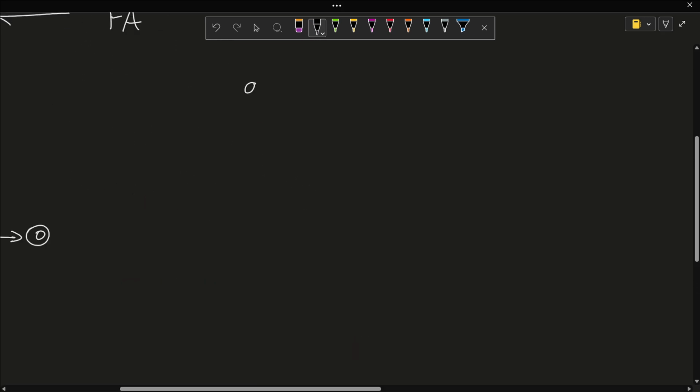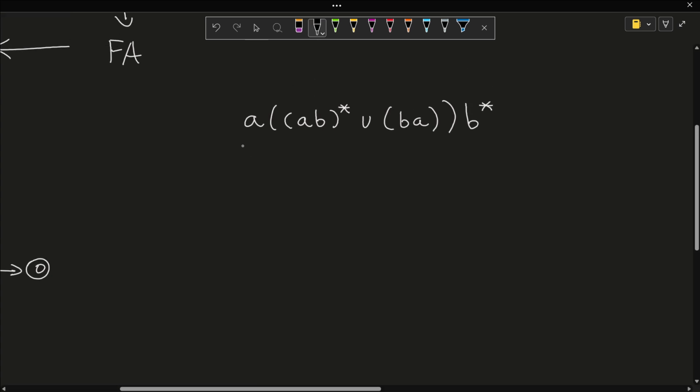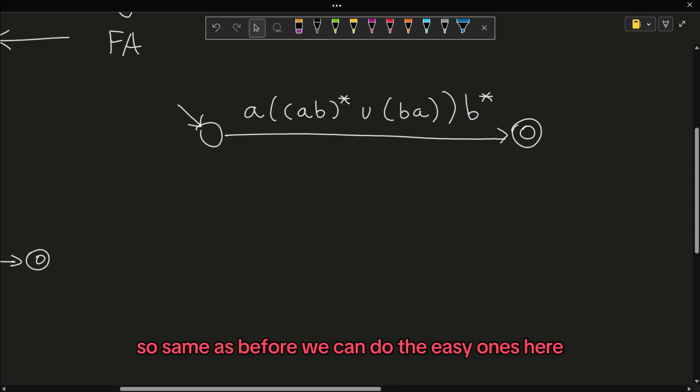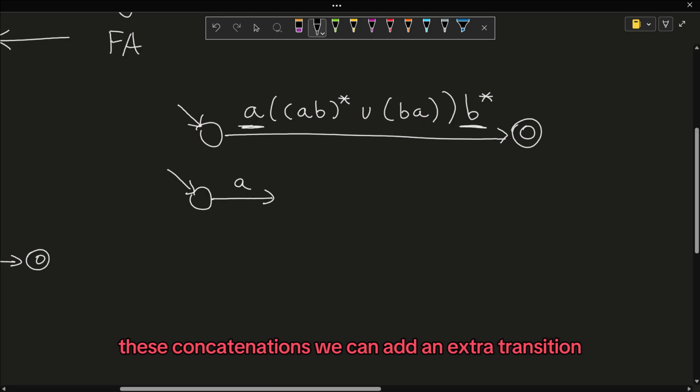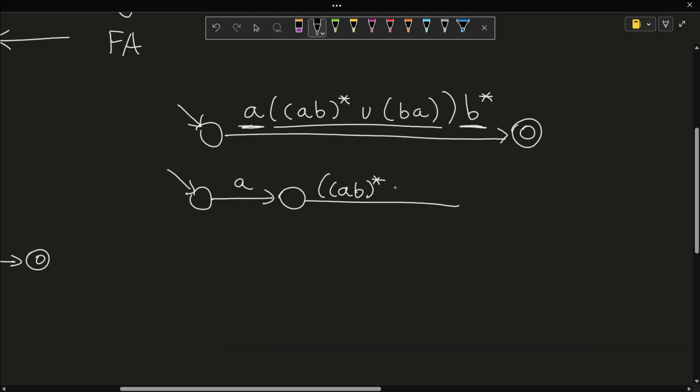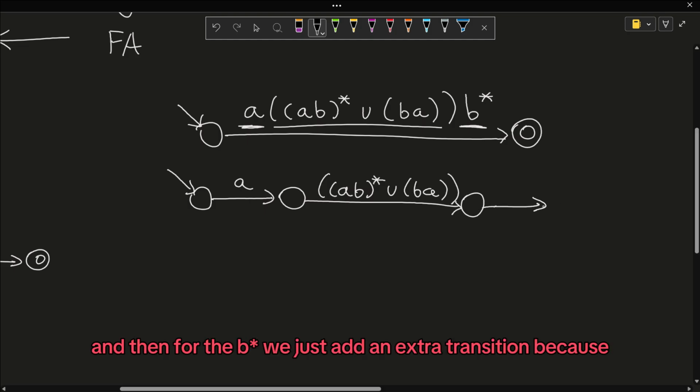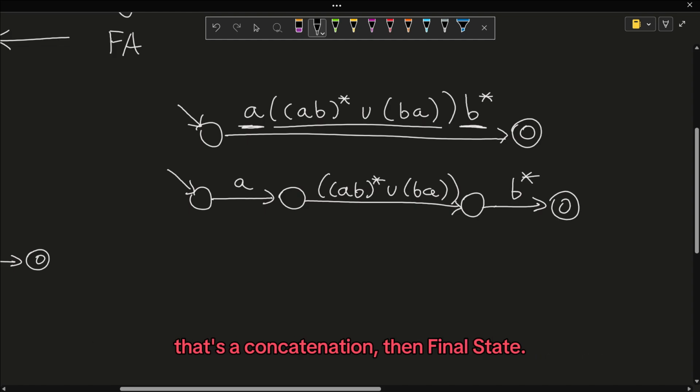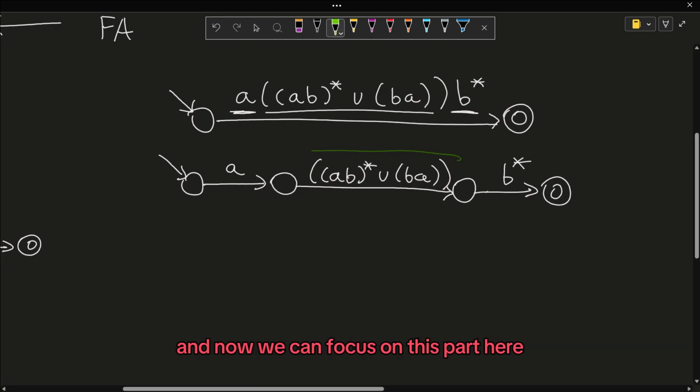Let's try this one. So same as before, we can do the easy ones here. These concatenations, we can add an extra transition. And this big chunk here, we can just put that here. And then for the B star, we just add an extra transition because that's a concatenation, final state. And now we can focus on this part here.